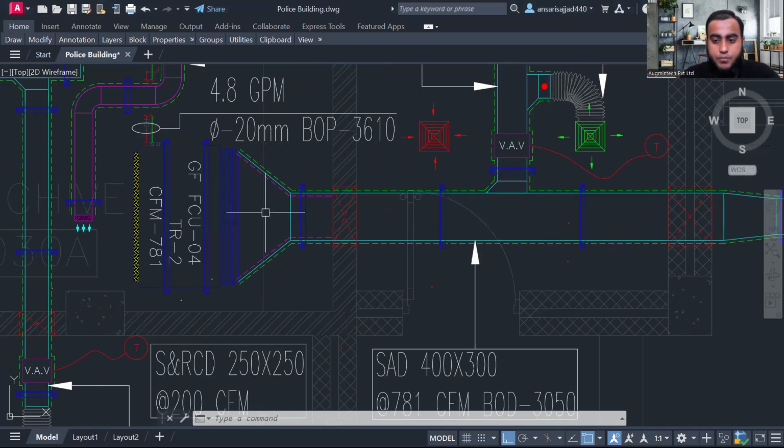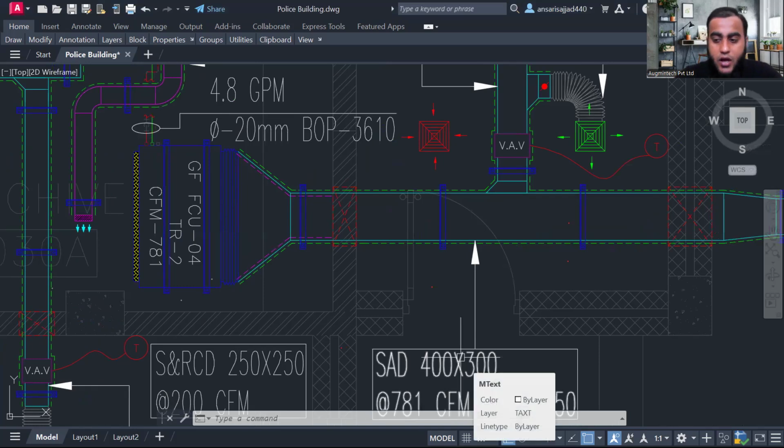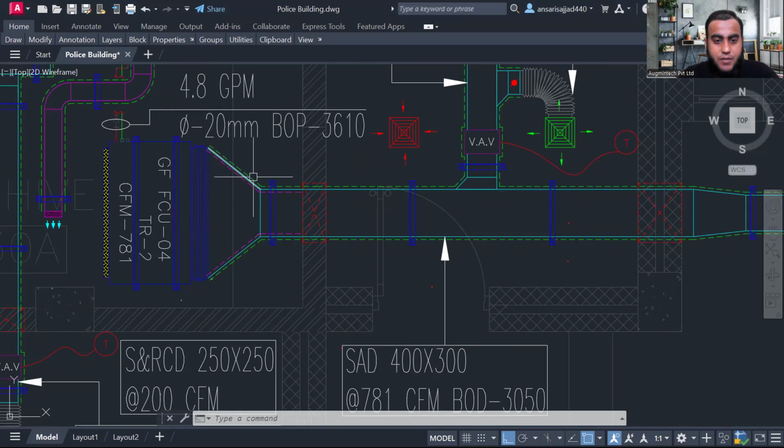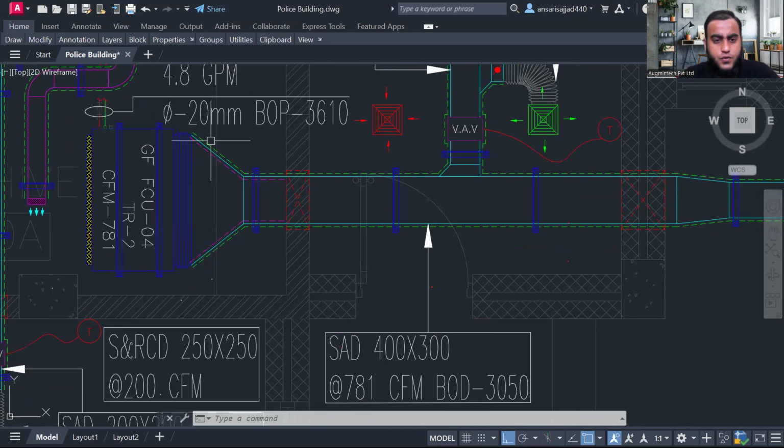Now come to start our topic. After this canvas, this flexible connection, you see the reducer is coming, because the width of the opening of this machine equipment is 1100, and the duct size we have got is 400. So here we have to place the reducer, correct?